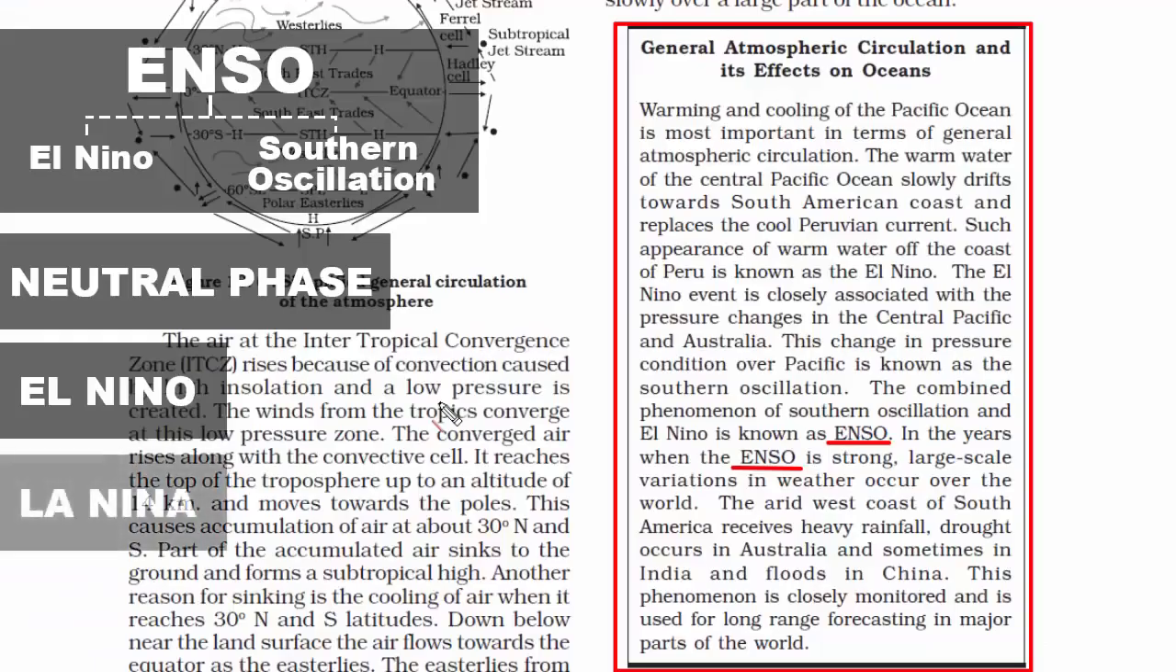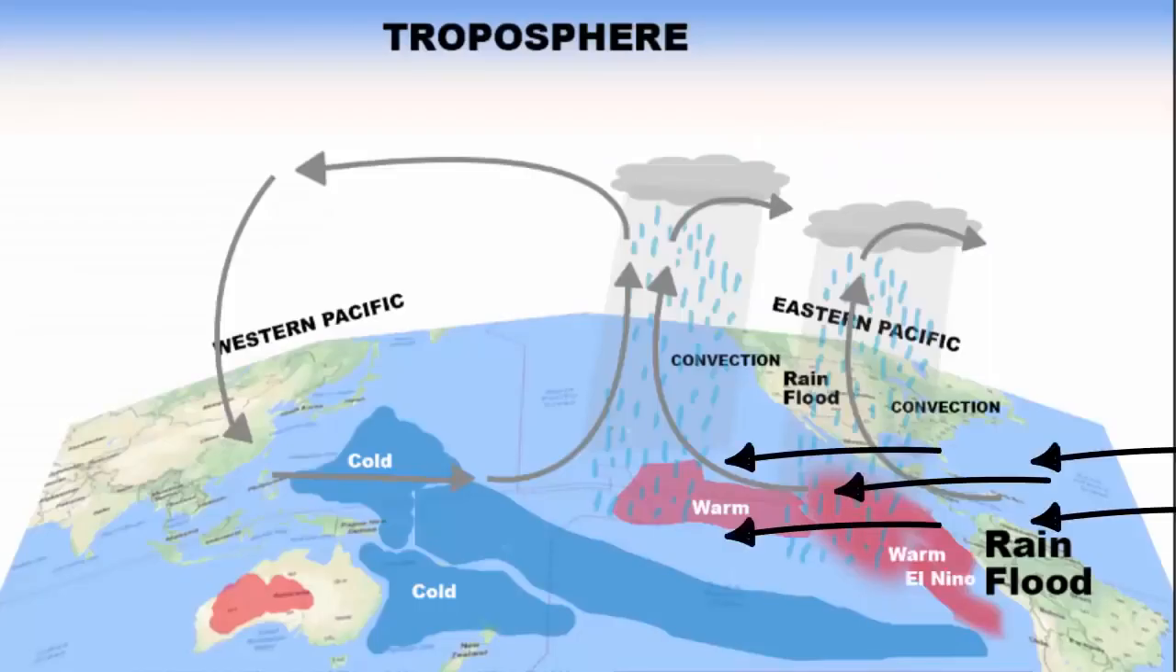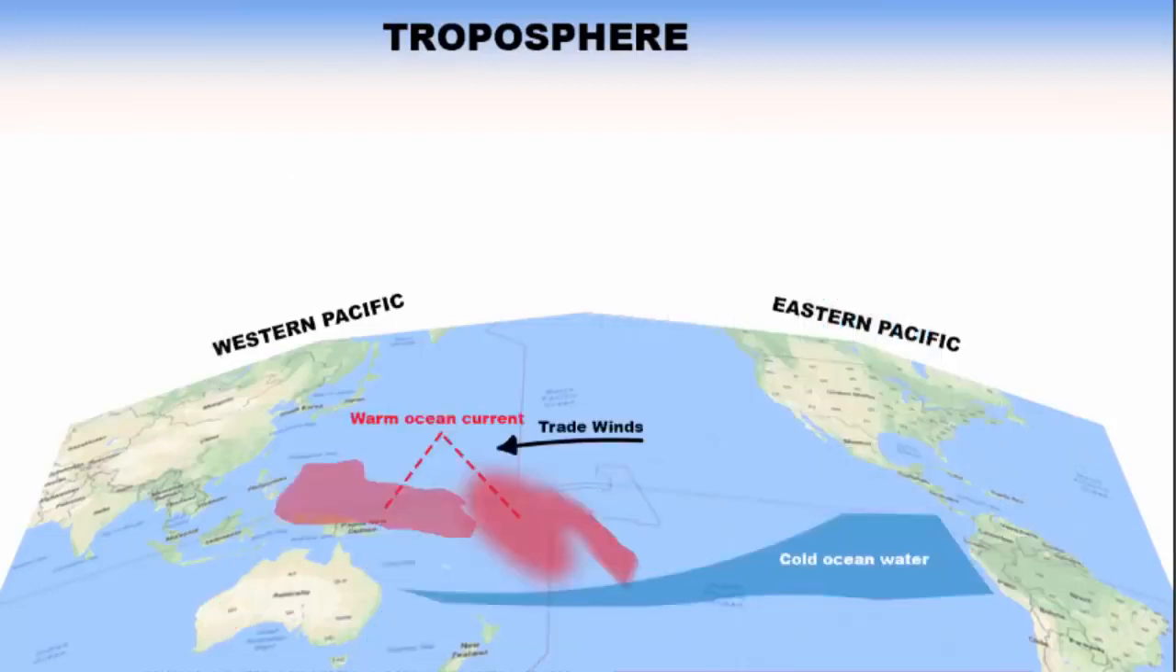And the third phase is La Nina. This is similar to the neutral phase. In this phase, the trade winds are strong. Since trade winds blow from east to west, hence it pushes the warm ocean current from the Eastern Pacific towards the Western Pacific. Now imagine this. Cold water is dense and it settles down in the deep ocean. So that means the temperature of the ocean surface is warm.